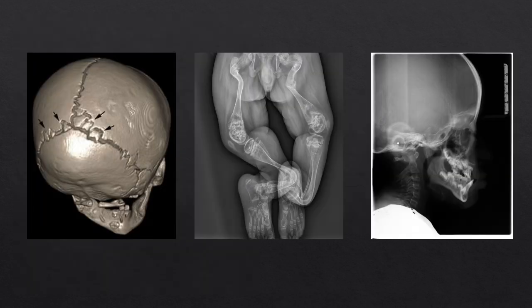The first picture shows Wormian bones, that is bones that are seen in the sutural lines, specifically the skull bones. The second picture shows the femur being deformed. There is angulation of the long bones. And the third picture shows that there is maxillary hypoplasia.